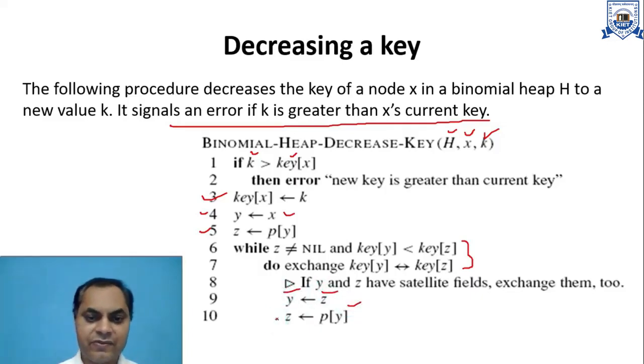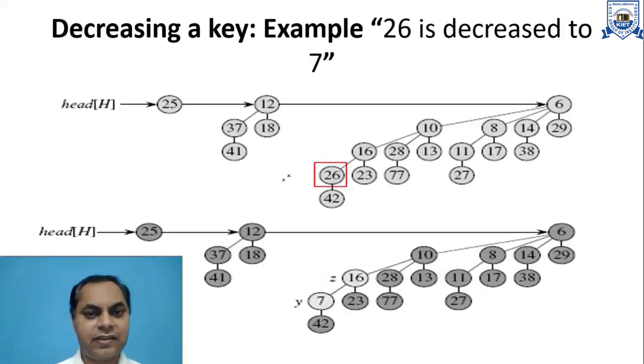Okay, now if you look at this example, say the value 26 is decreased to 7. First of all, the algorithm compares the new value with the existing value. So 26 was greater and 7, the new value, is lesser, so it changed. So 26 changed to 7. Now this is our y, and the parent of y, that means 16, is our z.